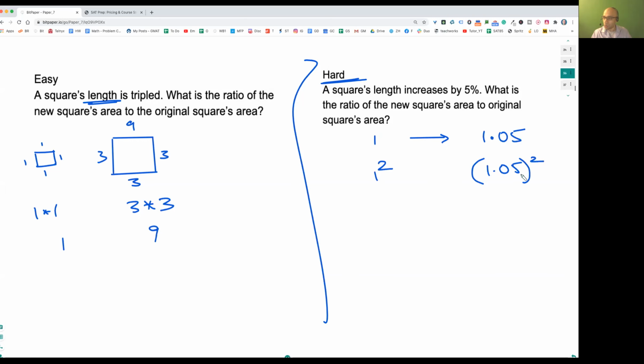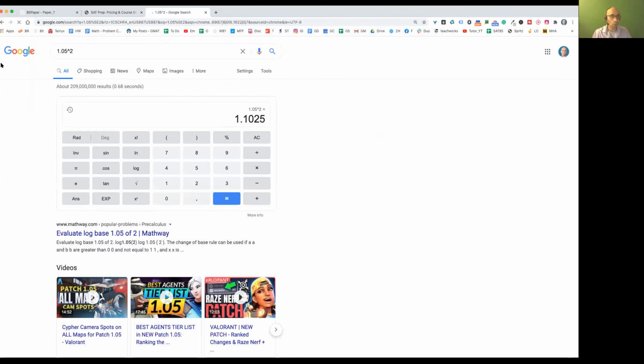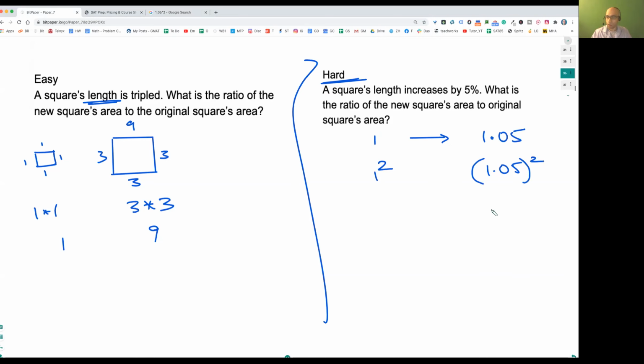Okay, so 1.05 squared, it's a calculator problem. So you're going to have 1.05 squared, that's 1.1025, right? So it increased from here to here. So that's why this is the answer.